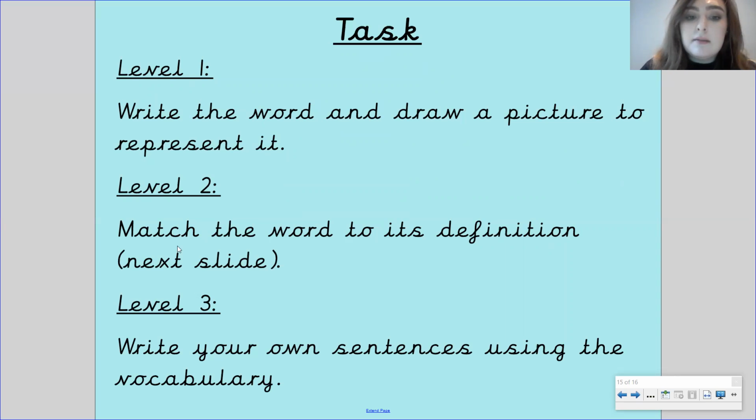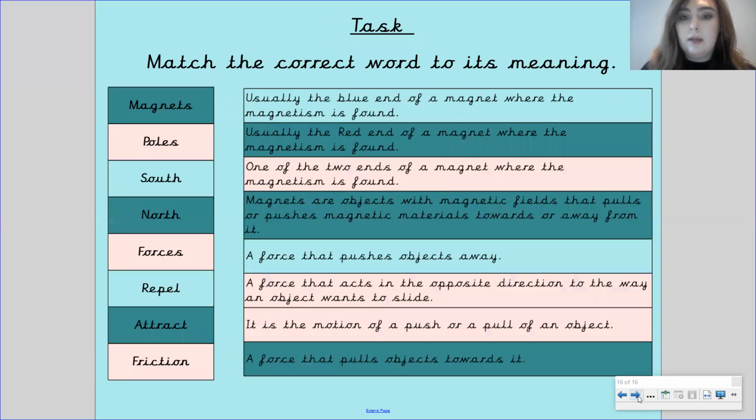Level 2, you need to match the word to its definition, and this will be on the next slide. So you can pause the video on the next slide and rewrite the word and the meaning next to each other. And then level 3, I want you to go back through the key vocabulary and write your own sentences for each of the words. Okay, so level 2, if you choose to do level 2, here is level 2.